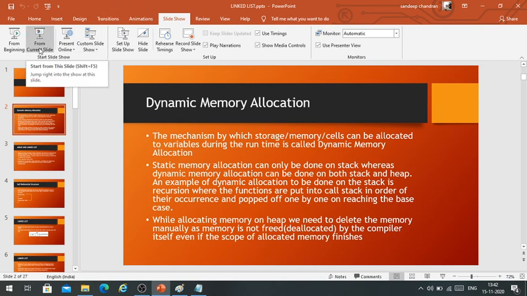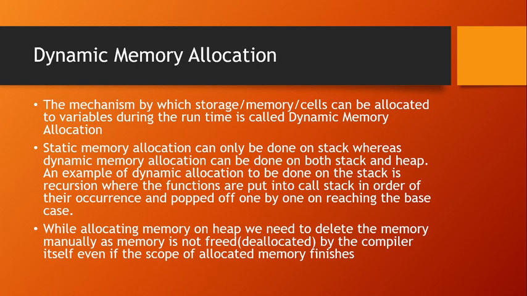this stack. Normally, we can say for static memory allocation we use stack, and for dynamic memory allocation we use heap. But in this particular case, we use stack for dynamic memory allocation. By allocating memory on the heap, we need to delete the memory manually, as memory is not freed by the compiler itself, even if the scope of allocated memory finishes. This is one of the important points. When we are implementing something in dynamic memory, we have to free it.